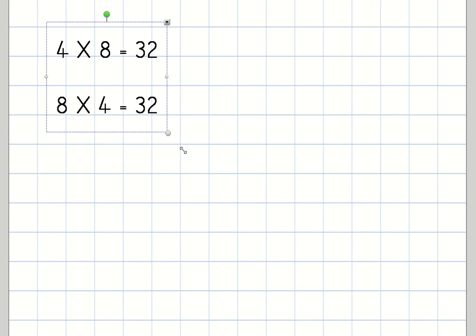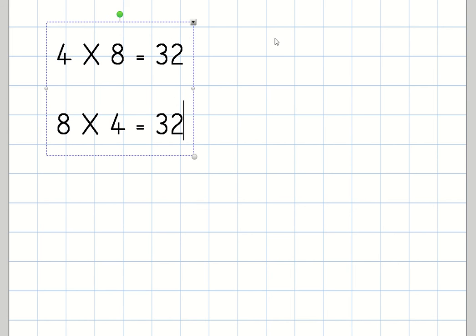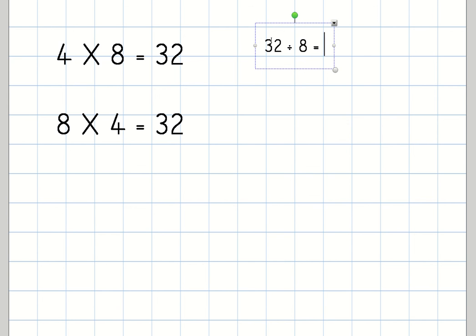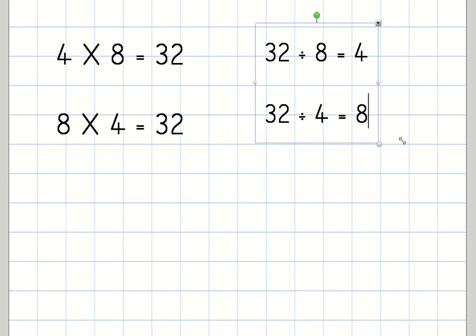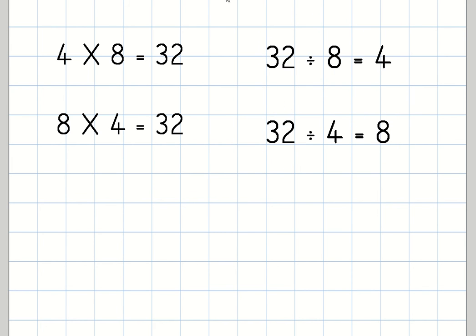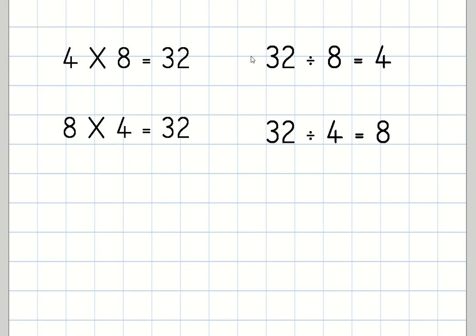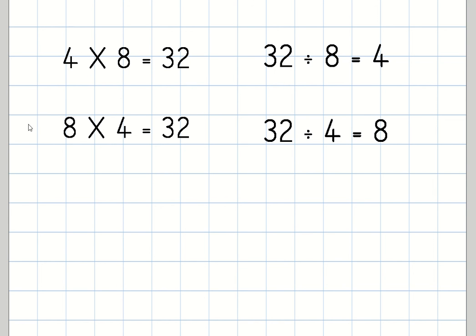Then if we think about the division, we've got 32 divided by 8 equals 4. And we've got 32 divided by 4 equals 8. So what you can hopefully see there, chestnuts, is that for every multiplication calculation, we've got 4 different ways that we can rearrange the numbers.